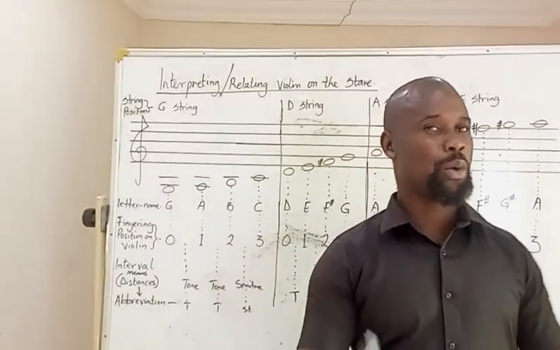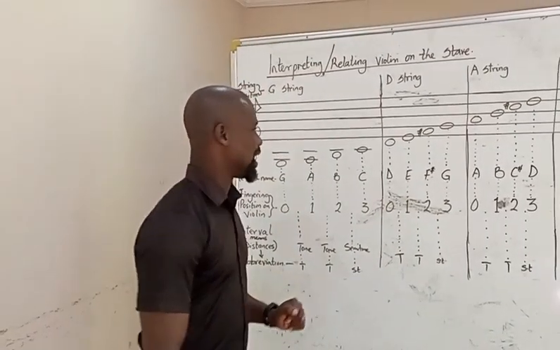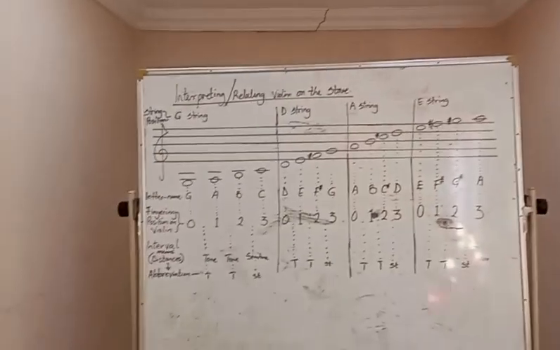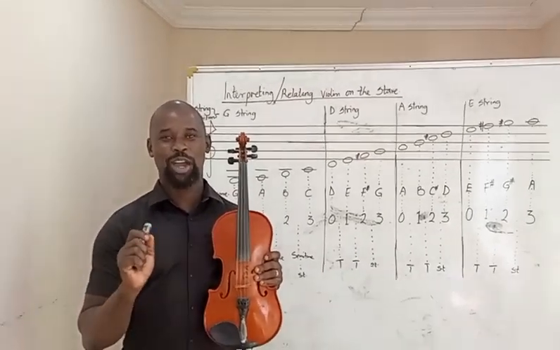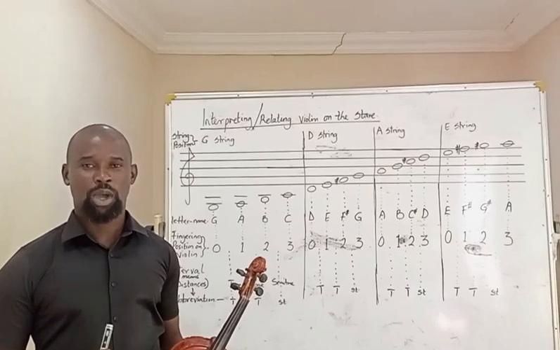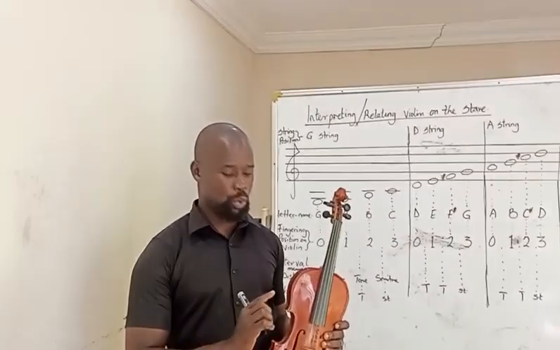Without wasting much of our time, let's go to the other side of it. Okay, let's start with the G string, the thickest string on the violin. One minute, I'll be back. Okay, I am here with my violin. I hope you have your violin too. I don't need to carry the bow yet. I need to quickly explain.